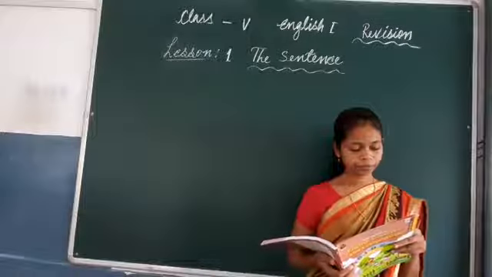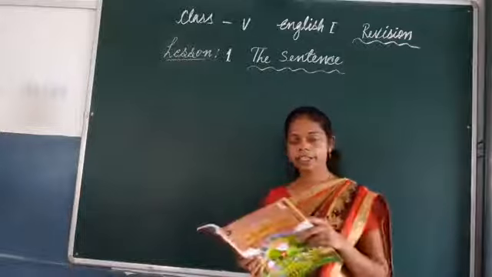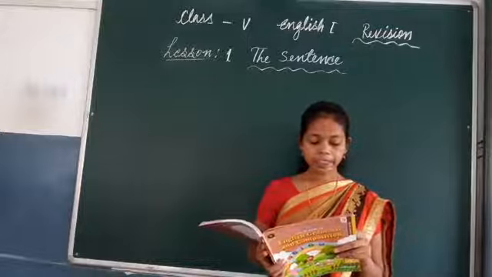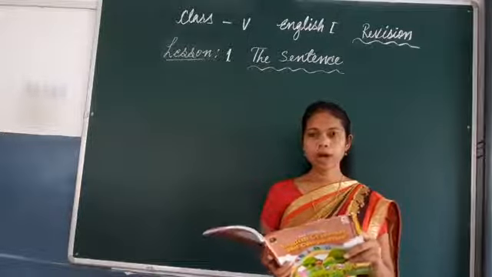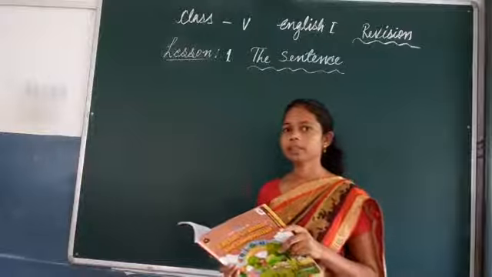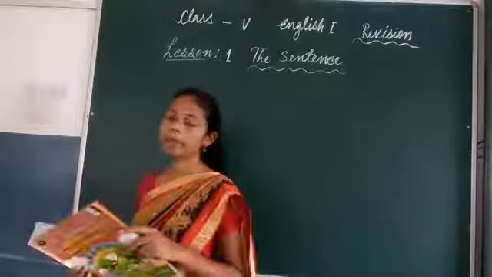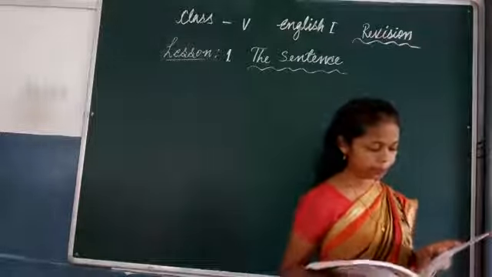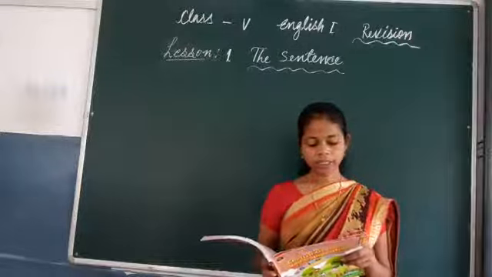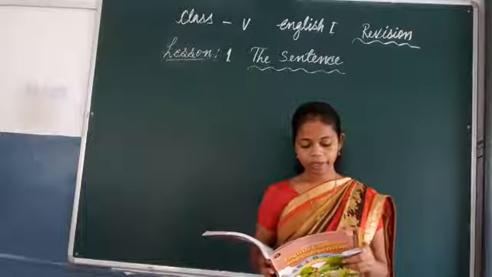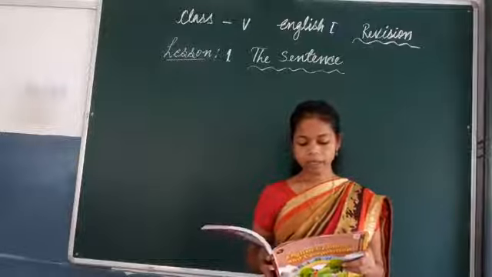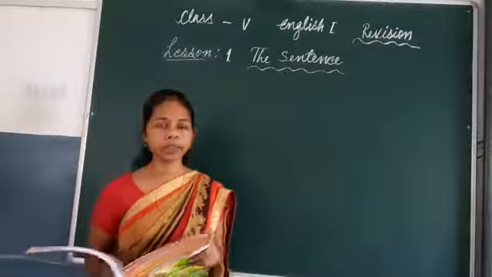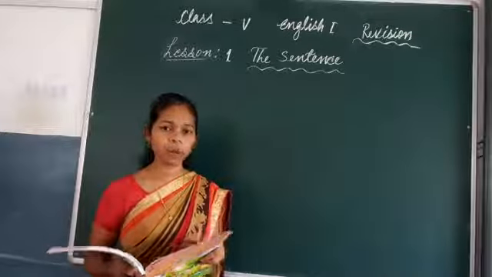Now let's move ahead. Number 3, subject and predicate. So let's know about subject and predicate. Every sentence is made up of 2 parts. There are 2 parts in a sentence. First, the subject. What is the subject? Let's know. The subject is the person, animal or thing we speak about.